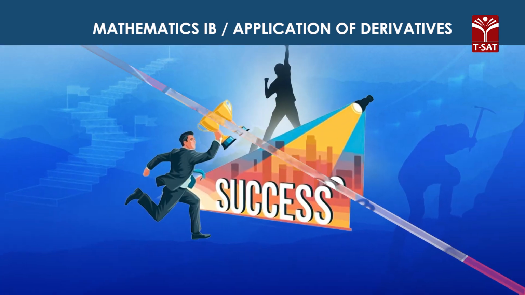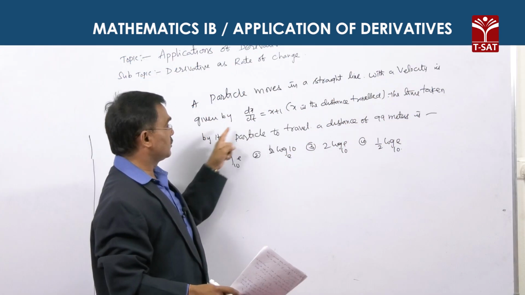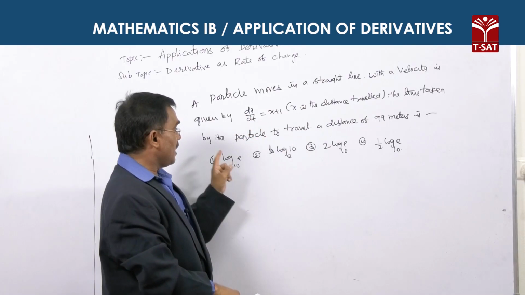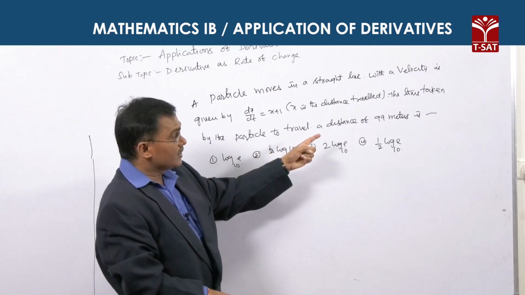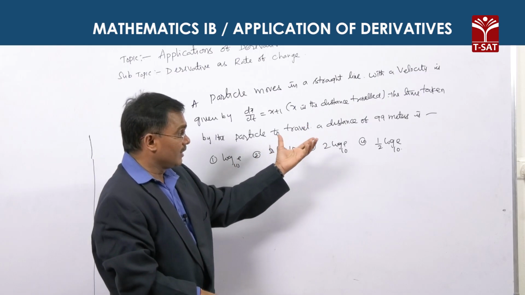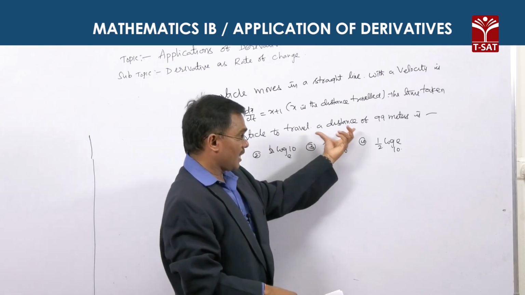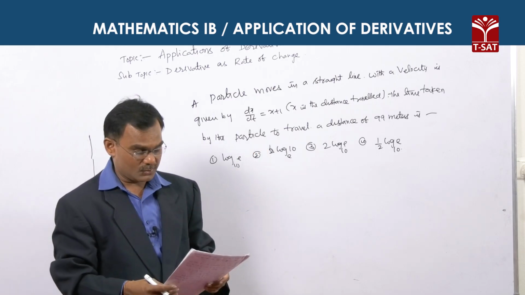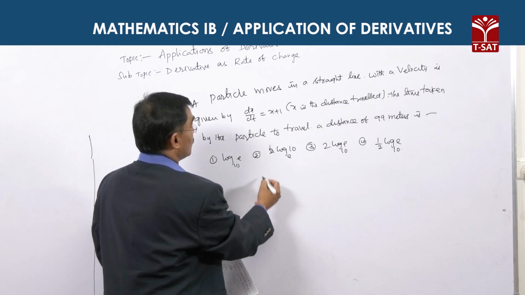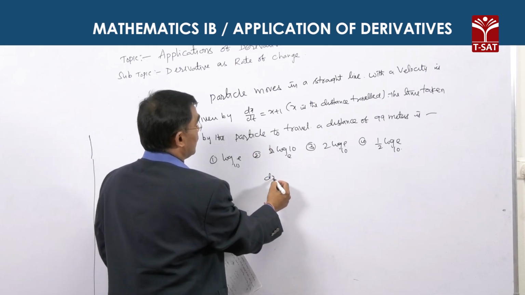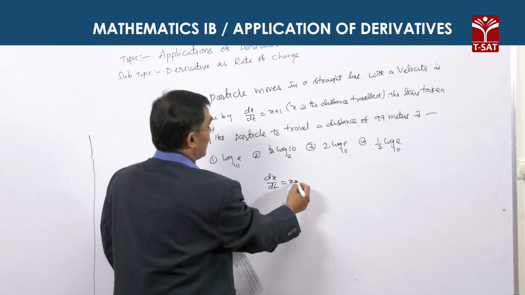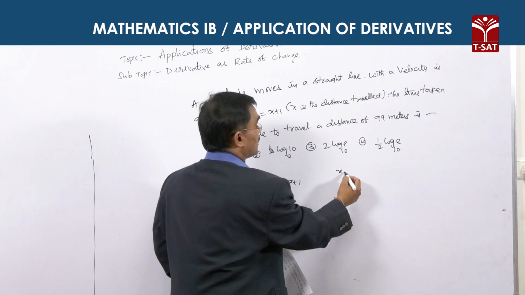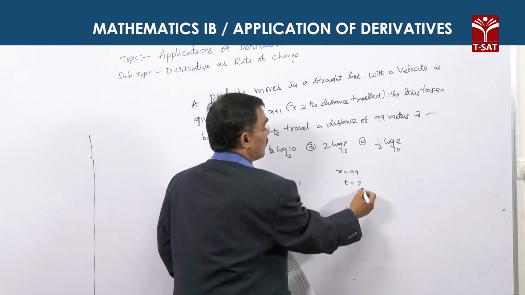This is the correct answer. A particle moving on a straight line with velocity dx by dt given as x plus 1, where x is the distance traveled. The time taken by the particle to travel a distance of 99 meters is what? So the velocity is given, dx by dt equals x plus 1, where t is time and x is the distance traveled. x is 99 meters, so find t.